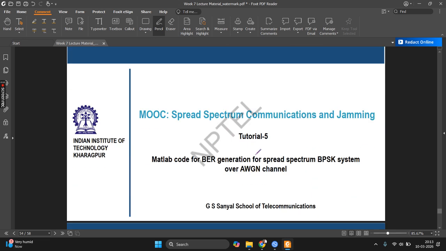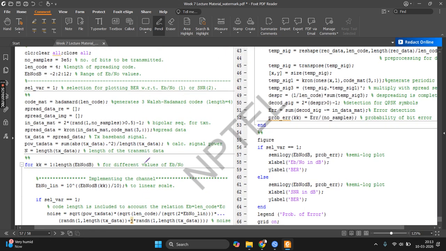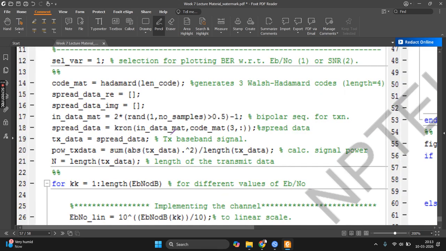Now we will be going over the MATLAB code generation. That will be your assignment for BER generation for spread spectrum. You have done QPSK, but over non-spread spectrum, that is over a narrowband channel. But now you are asked to give spread spectrum BPSK over AWGN. So you have to write a MATLAB code to generate spread spectrum in BPSK, and you have to give the SNR analysis, so BER versus SNR.